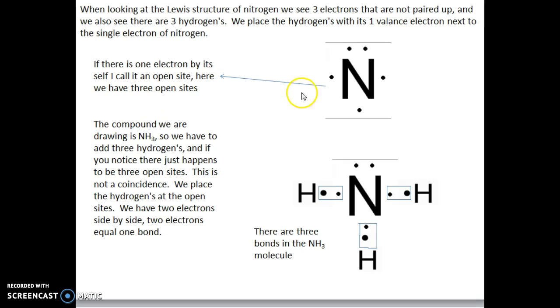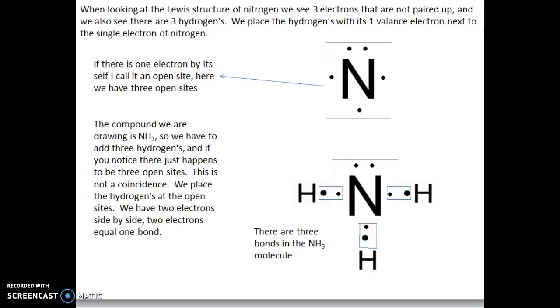Now, when we have 1 electron around the atom, I call that an open site. If there's 2 electrons on that side, it's not an open site. If it's 0, it's not an open site. 1 electron by that atom is an open site. And there are 3 open sites in my nitrogen atom.